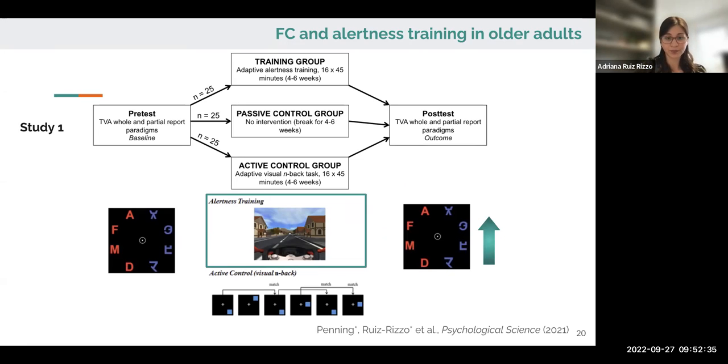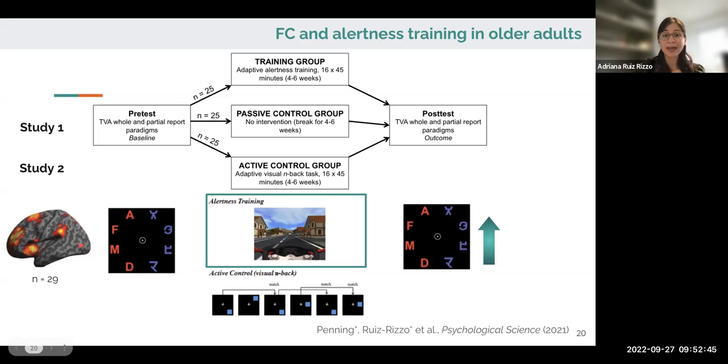And again, this goes back to the theoretical framework that poses the influence of alertness on visual processing speed. In a second study that involved an additional 29 healthy older adults, we measured the baseline level of functional connectivity, and again, pre-test and post-test, but this time there was only alertness training. And we wanted to investigate whether the baseline level of functional connectivity in the cingulo-opercular network was associated to a greater improvement or a greater increase in visual processing speed after alertness training.